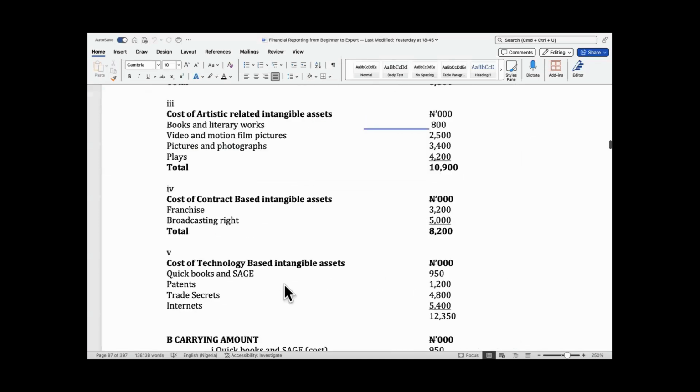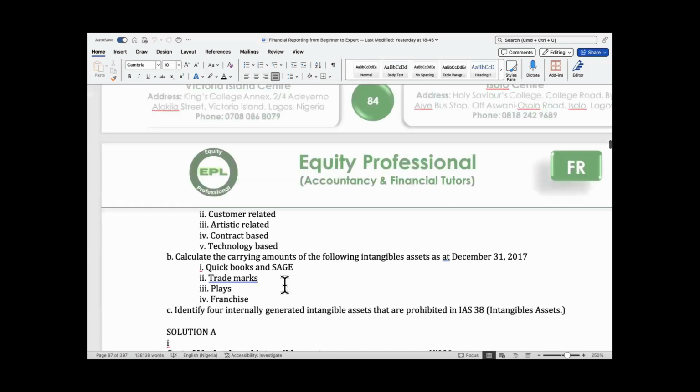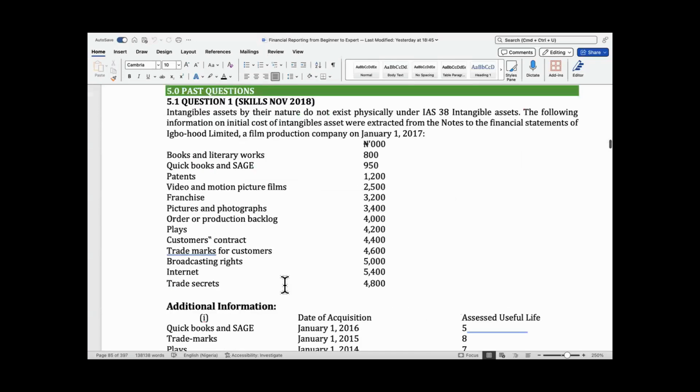But let's look at this one. I want us to look at this particular one because there are some things I want to point out to you here. My answer can be different; it's not set in stone for this particular one. They say that intangible assets by their nature do not exist physically under IAS 38. The following information on initial cost of intangible assets was extracted from the notes to the financial statements of Igbo Limited, a film production company, on January 1st, 2017.